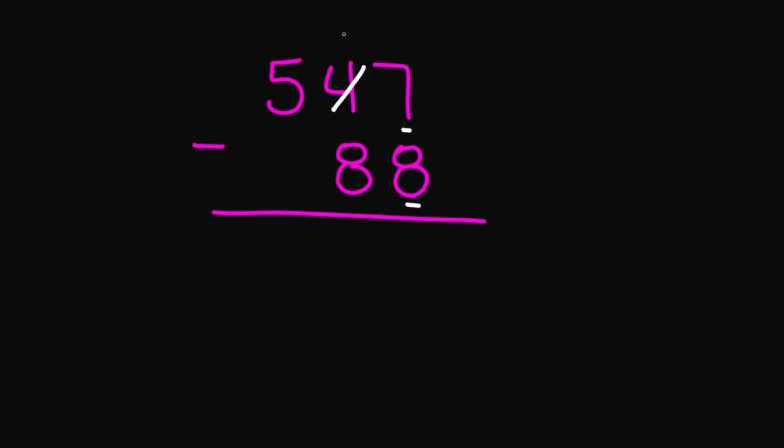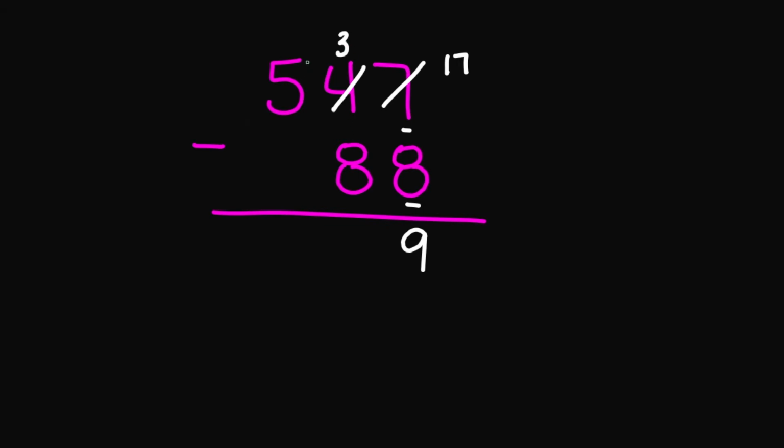This 4 is going to become a 3. This 7 is going to be a 17. Now I can subtract. So 17 minus 8 is going to be 9. 3 minus 8. 3 is too small. I have 3 marbles and I'm trying to remove 8. I can't do that. It's too small.